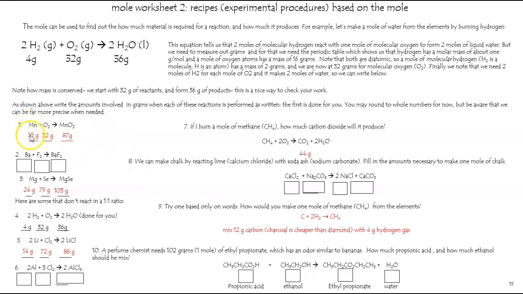So manganese must have an average atomic mass of about 55. Combine that with two O's, that's 32. And then you could just add up these numbers. They'll always equal the final thing if it's just one substance, and that's 87 grams. 2, you'll have to do on your own. 3, we looked up magnesium, 24. Selenium, 79, make magnesium selenide. So these are just 1 to 1 ratios.